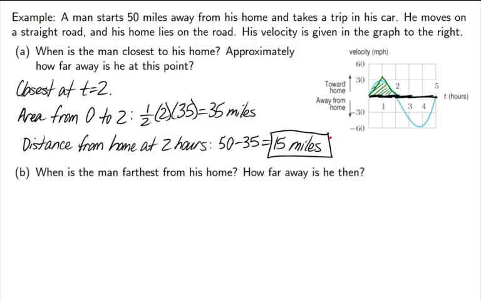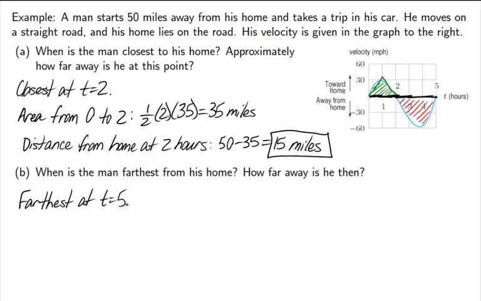Next we want to figure out when is he farthest from his home. This is the idea that he's going to be driving away from his home, and clearly this region's larger than the one that I found earlier. He's going to be driving away, and at 5, he stops driving away from his home. So 5 must be the time when he's farthest away.